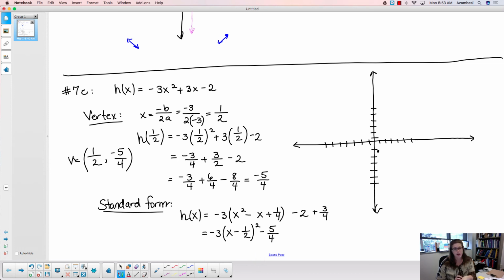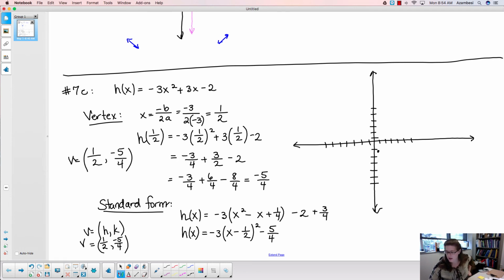All right, vertex-wise, when you pull this out of the actual standard form, so here is my standard form h of x, we have x minus h, so the vertex is the point h, k, and x minus h, so x minus 1/2 gives me 1/2, and plus k on the end gives me negative 5 over 4 for my vertex. Either way is fine. They both get you to the same place.